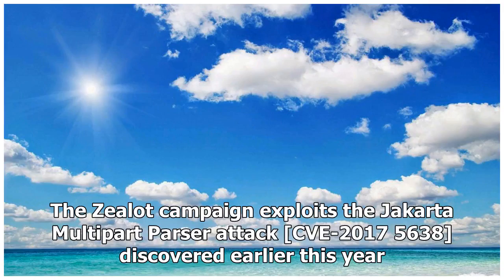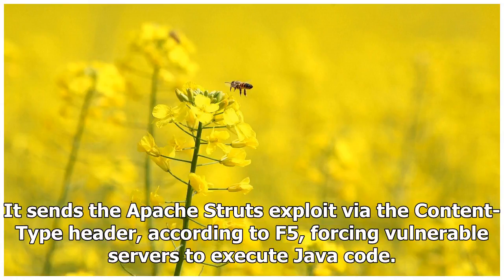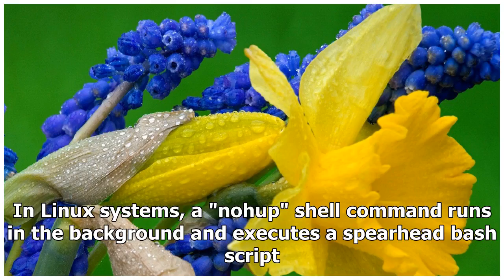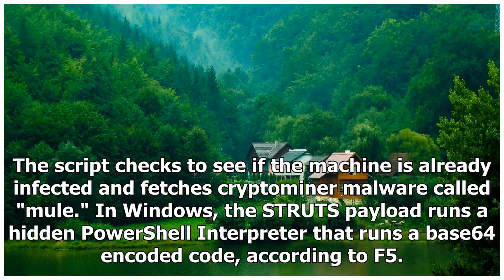The Zealot campaign exploits the Jakarta Multipart parser attack, CVE-2017-5638, discovered earlier this year. It sends the Apache Struts exploit via the content type header, according to F5, forcing vulnerable servers to execute Java code. In Linux systems, a nohup shell command runs in the background and executes a spearhead bash script. The script checks to see if the machine is already infected and fetches cryptominer malware called Mule.